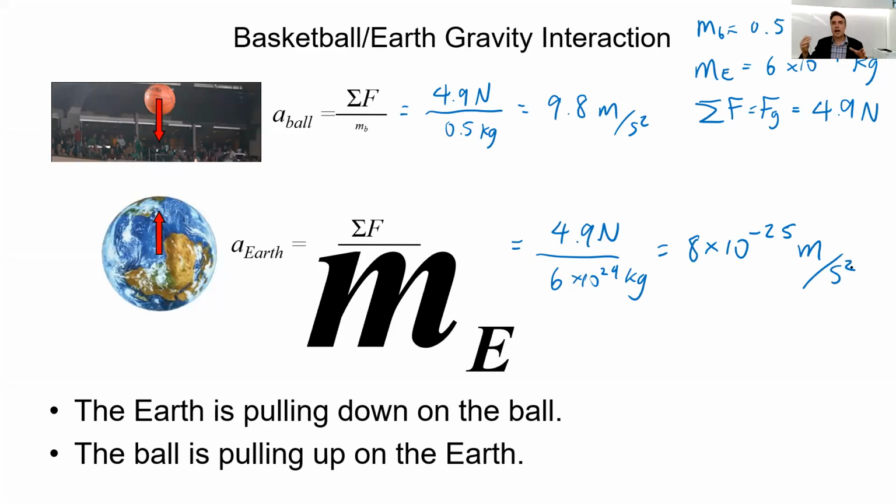So at the same time as the basketball is accelerating down at 9.8, the Earth is accelerating up at 8 times 10 to the minus 25 meters per second squared, which is basically 0. That's why the Earth doesn't go up. It's weird, but that's the idea there. So we can move the Earth by throwing a large number of balls. Exactly. If you jump up and down, the entire Earth is going down and up underneath me. Can you feel it? No, because it's not much, right? That's the idea.